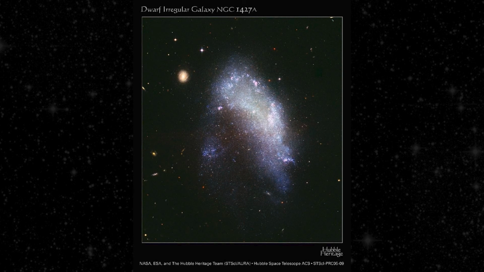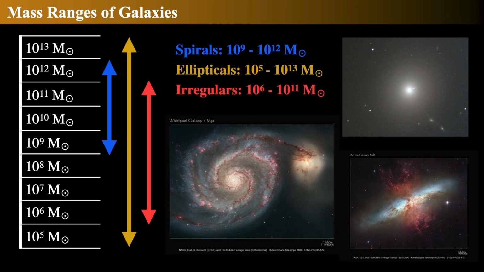And here's another dwarf irregular galaxy. These are very tiny objects. They tend to have only on the order of millions to tens of millions of stars. And they're typically distorted in shape like these are, and they typically have a lot of hot young blue stars in them. All right, so here's some statistics on the nature of the ranges of galaxies.